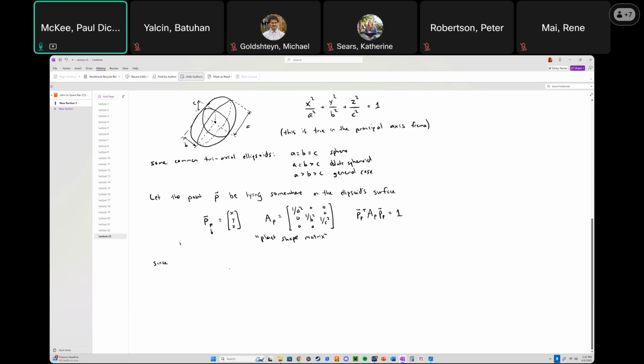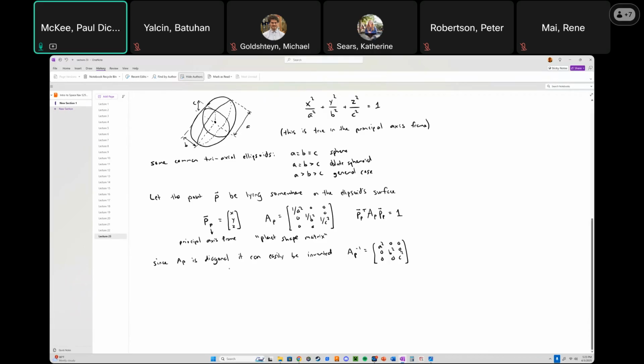Let's be clear about this too. This is the principal axis frame. And since A_P is diagonal, it can easily be inverted. So A_P inverse should come as no surprise. It's just A squared, B squared, C squared, zeros on the off diagonal.